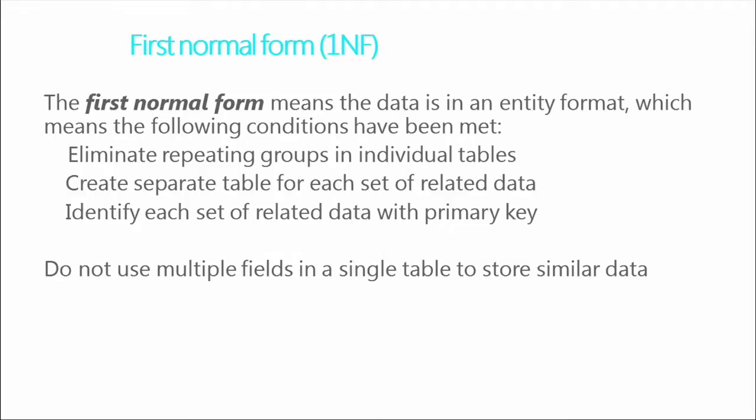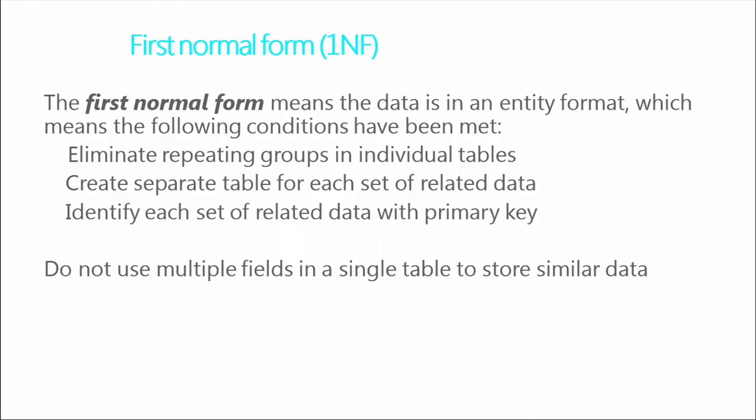Exactly. All right. So first, normalization. How do we work with our content? The first normal form means the data is in an entity format, which means all of these conditions have been met. We've eliminated any repeating groups. And by the way, we have an example of this. It looks good in print and text, but what does this mean? Well, we're going to demonstrate this for you.